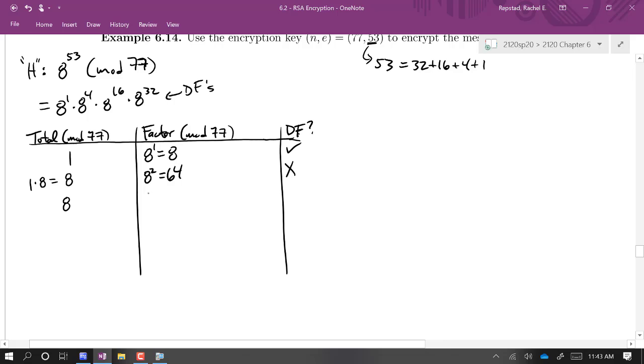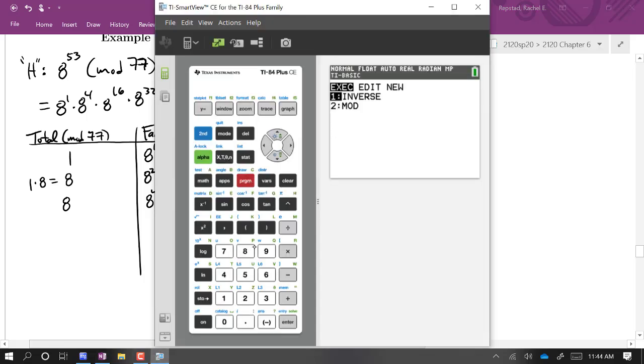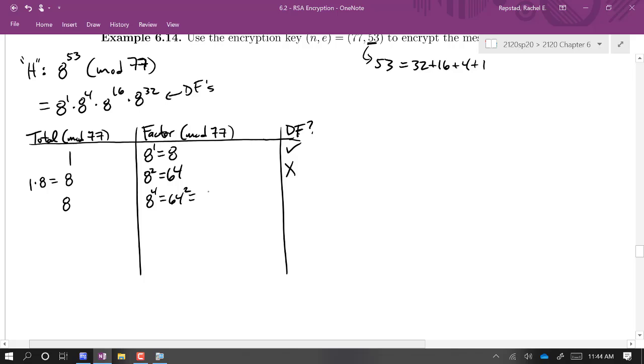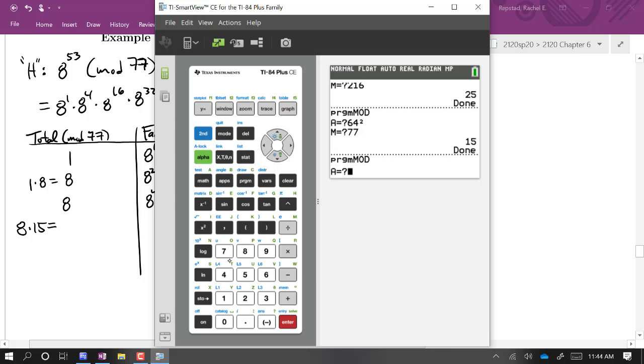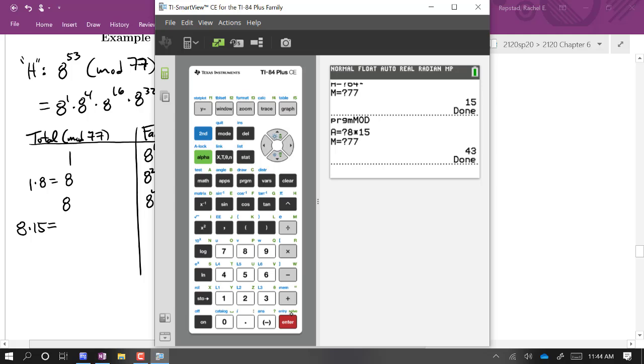Then we move on, squaring again, we get 8 to the fourth, which is 64 squared, and we want to reduce that mod 77. We get 15. This is a desired factor, so my new total, 8 times 15, reducing mod 77, is 43.